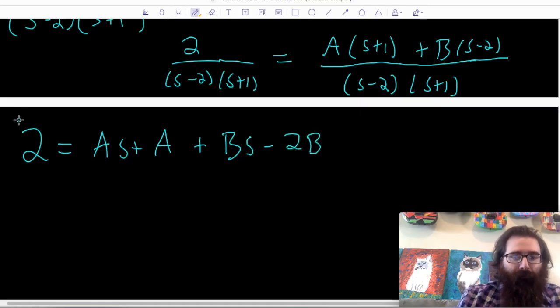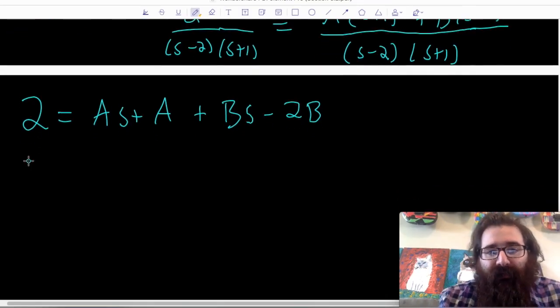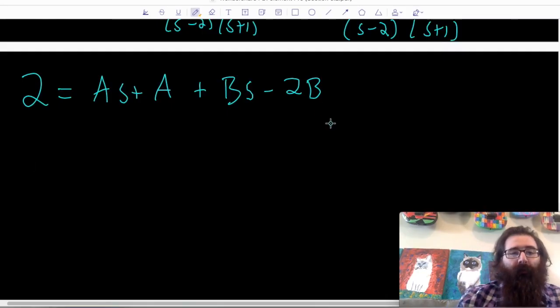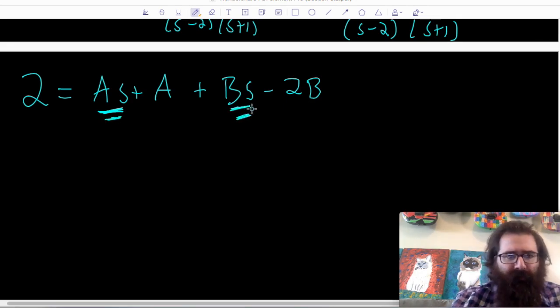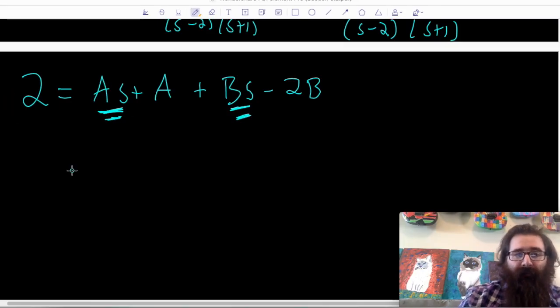And keep in mind that over here on the left-hand side, there's no s term. So we can turn this into a system of equations to work with. So what are my coefficients on s on the right? That's a s plus b s, right? And there's 0s on the left. So 0 must be equal to a plus b, the coefficients on s on the right.